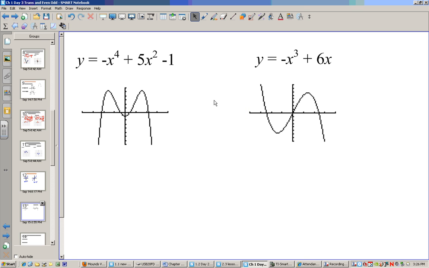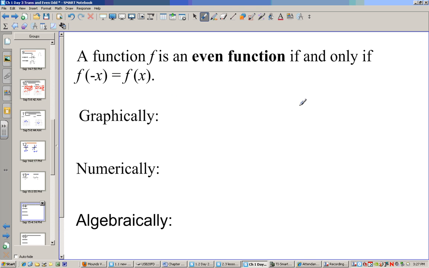And here are the functions. Notice that in an even function, all of the exponents are even. And this we could even say is x to the 0. And here all of the exponents are odd. This is 3 and 1. A function f is an even function. So if we look at it graphically, it reflects over the y-axis.